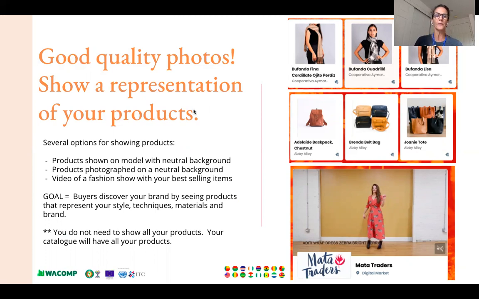And in these, you want the buyer to discover your brand by seeing a range of products that represent your style, the techniques that you use, the materials you use, and a sense of your brand and identity. You do not need to show all of your products. Your catalog should show all of your products. So on the digital event, you just want to show a selection of products that best represent your best-selling items, your new items, and really tell your story. So good quality photos that show a representation of your products.